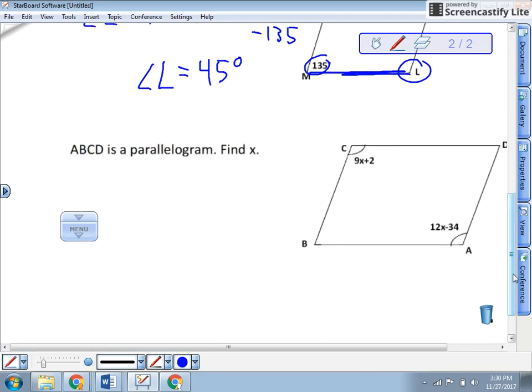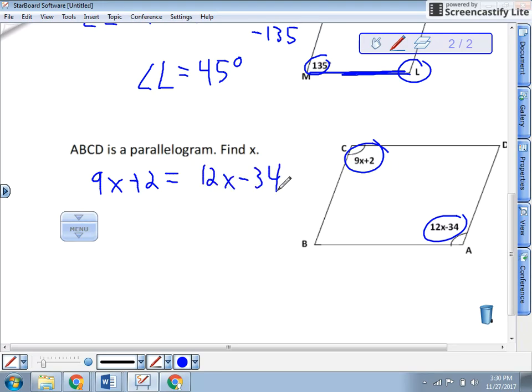And then finally, ABCD is a parallelogram. Find x. Well, where are my x's? They're here and here. They're on angles. So ask yourself, angles, which property? Opposite angles are congruent. We just do algebra. 9x plus 2 equals 12x minus 34.